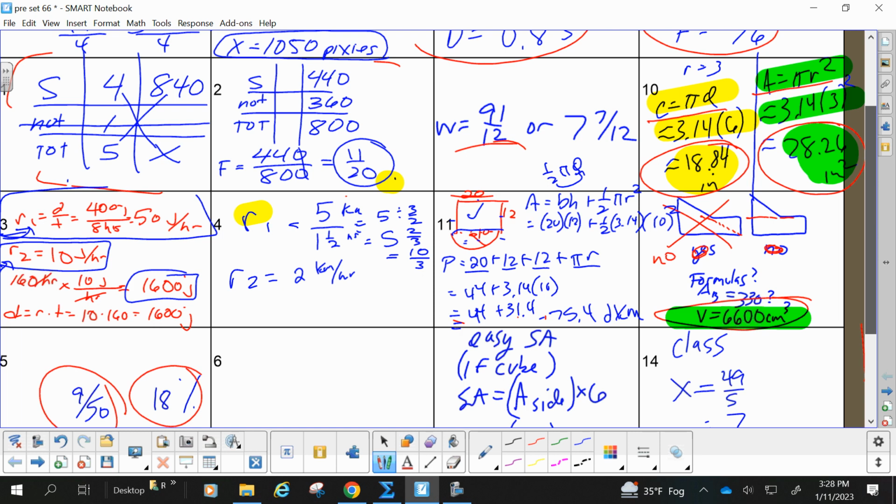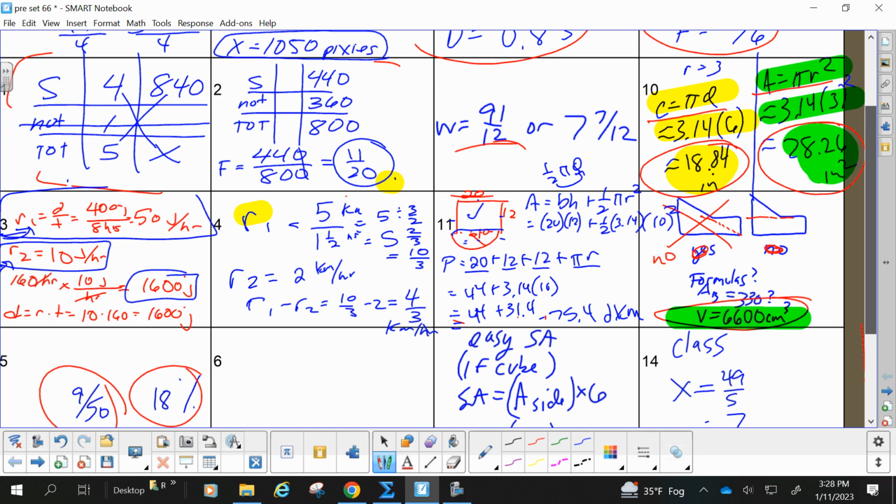I'm going to take 10/3. Rate 1 minus rate 2 then is 10/3 minus 2. And so what's the decrease? Emma? 4/3. 4/3 kilometers per hour, or 1 1/3. Yeah? If you forgot the units, don't mark it wrong, but write them in. Okay?